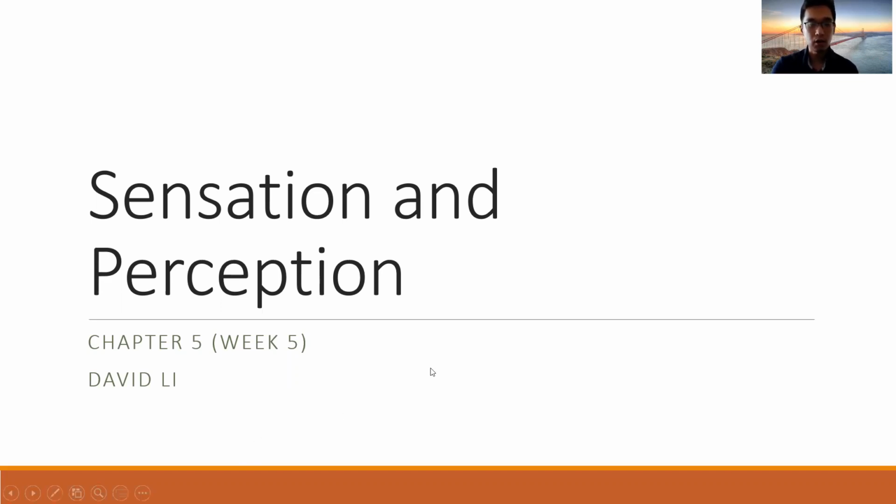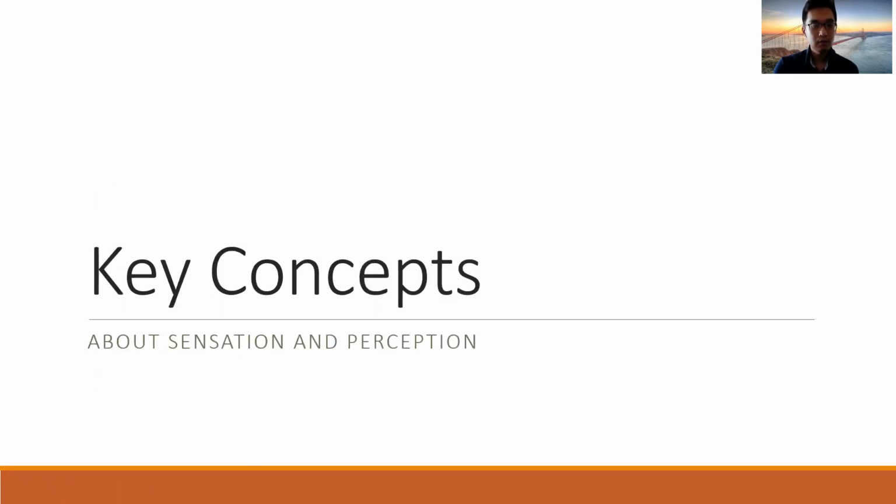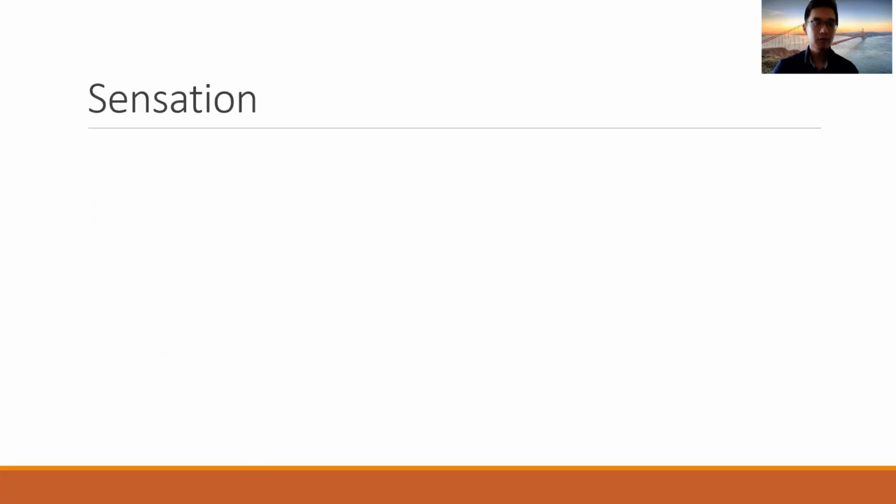So let's continue our lecture. Let's learn some very basic concepts about sensation and perception. First of all, let's talk about sensation. We all know that we have all kinds of senses, such as seeing, hearing, touching, smelling, and tasting. Those are the five senses that we already know.